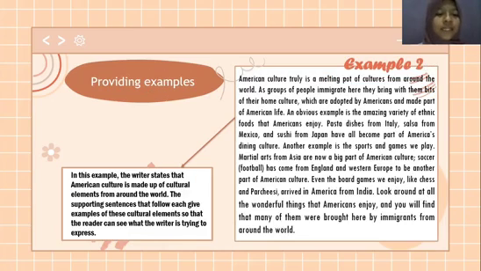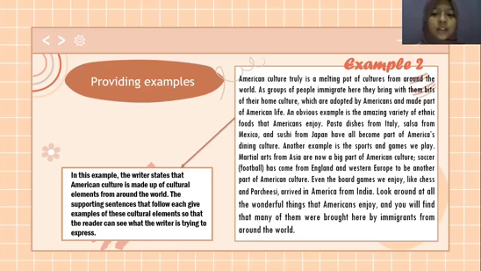Okay, next, providing examples. American culture truly is a melting pot of cultures from around the world. As groups of people immigrate here, they bring with them bits of their home culture, which are adopted by Americans and made part of American life. A vivid example is the amazing variety of ethnic foods that Americans enjoy. Pasta dishes from Italy, salsa from Mexico, and sushi from Japan have all become part of America's dining culture.